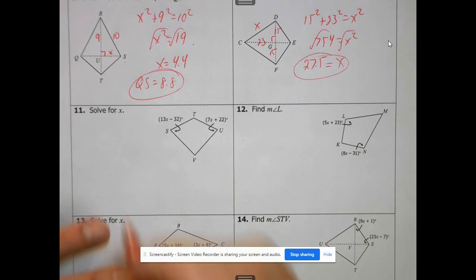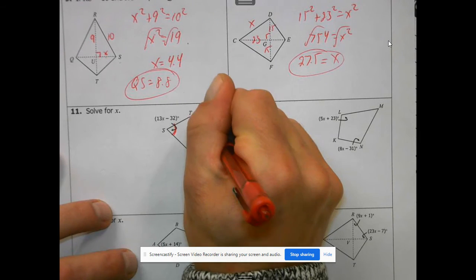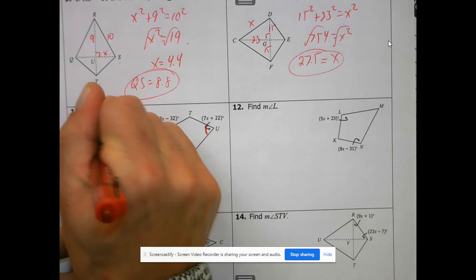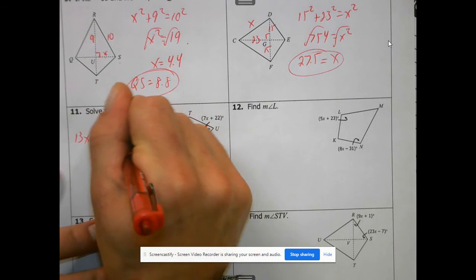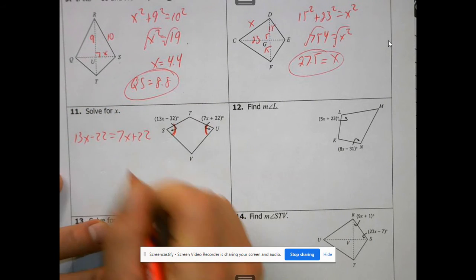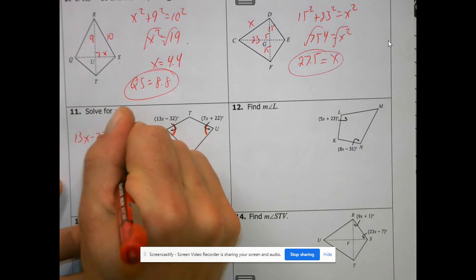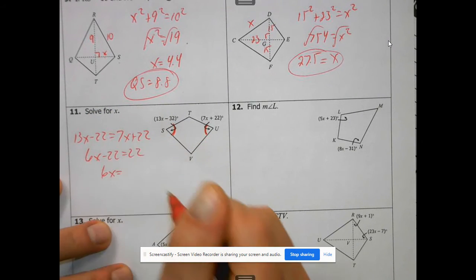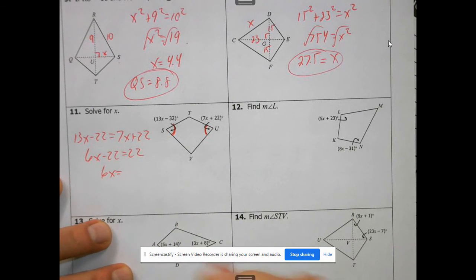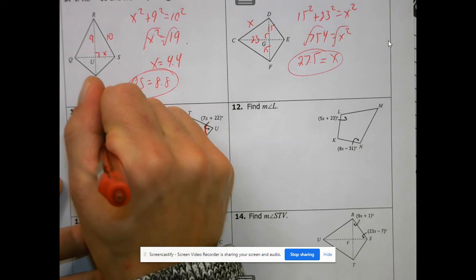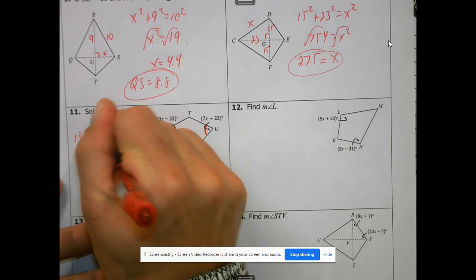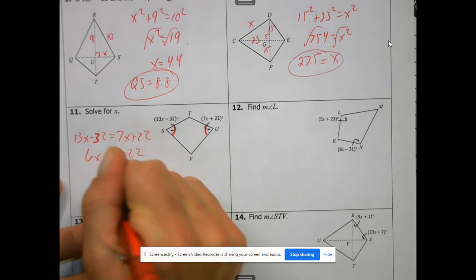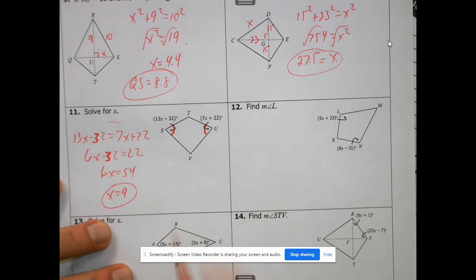Number 11, remember, these are the only angles that are congruent. Set them equal, solve for X. 13x minus 22, 7x plus 22. Subtract 7x over, add 22. Oh, sorry, it's 13x minus 32. So when I add 32 over, that gives me 54. Divide by 6, 9, solve for X, got it.